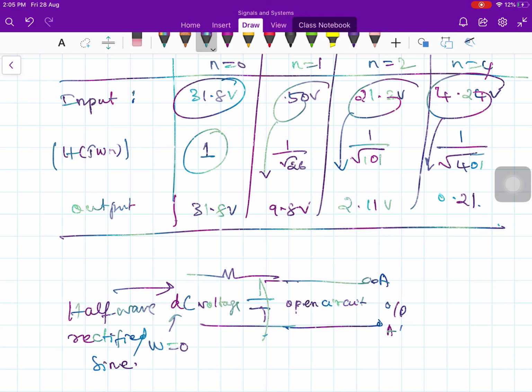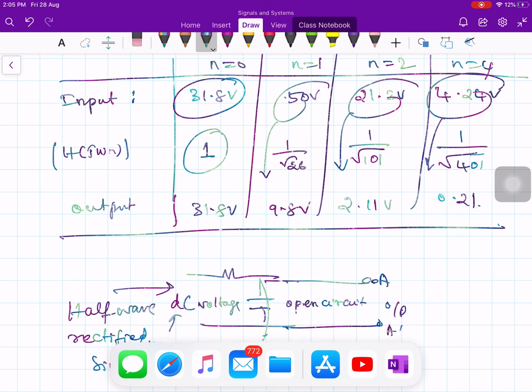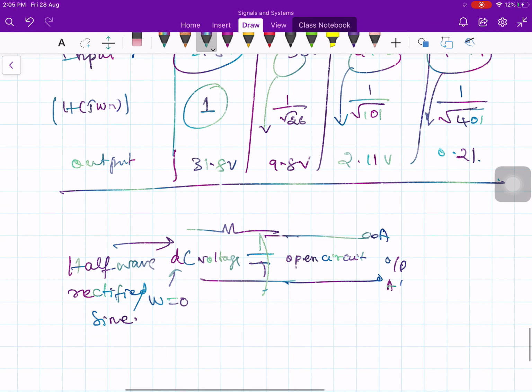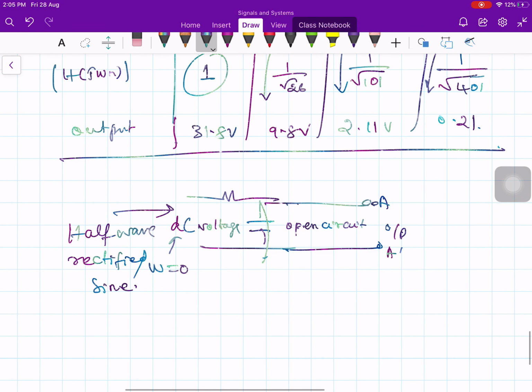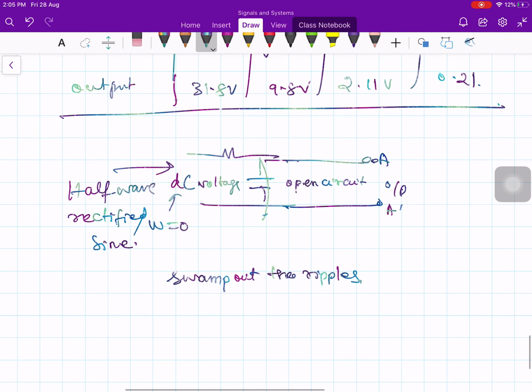Okay, and we would like to have a filter like this to swamp out the ripples. Our job is to swamp out the ripples as much as possible. So all the AC components should be reduced to the extent possible, and we would like to have the output be as pure a DC as possible.